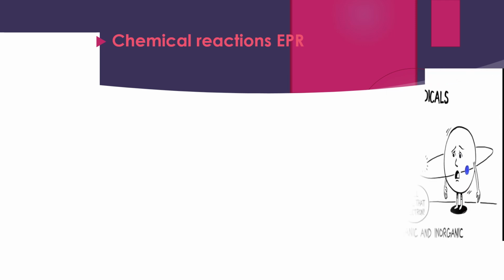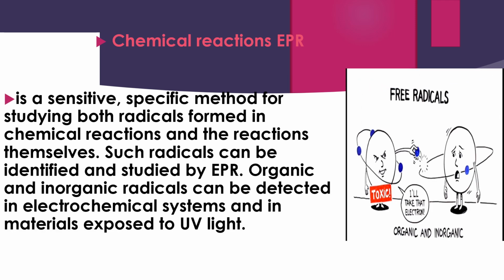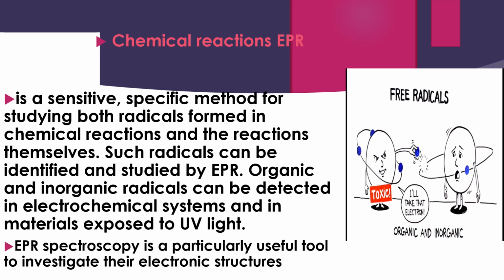Chemical reactions. EPR is a sensitive, specific method for studying both radicals formed in chemical reactions and the reactions themselves. Such radicals can be identified and studied by EPR. Organic and inorganic radicals can be detected in electrochemical systems and in materials exposed to UV light. EPR spectroscopy is a particularly useful tool to investigate their electronic structures.